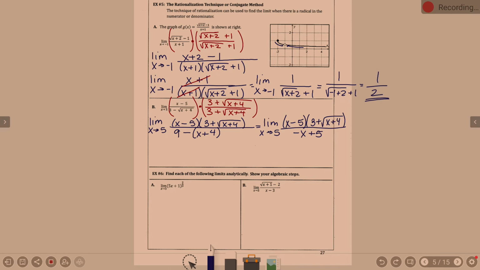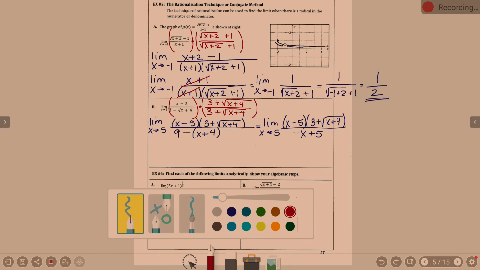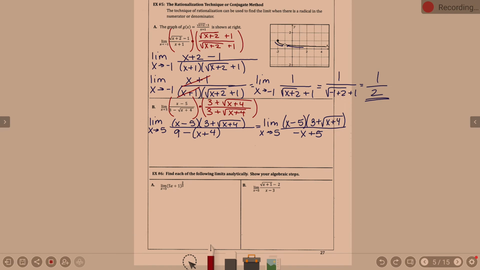I wrote negative x plus 5, or you could write 5 minus x. Are we in agreement one way or the other? Because it's 9, you're subtracting the x plus 4, so it's a minus x and a minus 4. Now, we're supposed to be able to cancel something right here. What's the deal, though? Yeah, it's not quite the same, but it's different by a negative. Do you remember how this works?